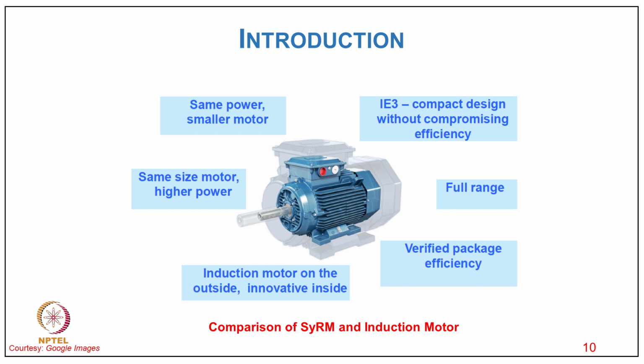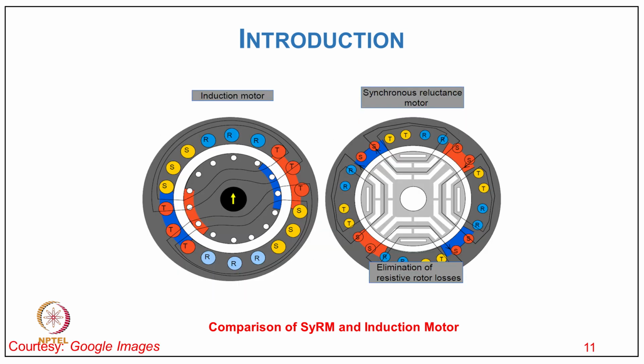And you can see how it looks as a comparison of synchronous motor and induction motor. The synchronous motor is shown with a smaller size, and behind the image you can see the induction motor. So the advantage here is that for the same power you get a smaller motor, and for the same size a higher power, compared to the induction motor. Outside it is the same, inside it is innovative, a compact design without compromising efficiency, with a full range and verified drive package efficiency. And typically you can compare how the induction motor and the synchronous reluctance motor look, with the flux barrier. A very special design compared to the induction motor.